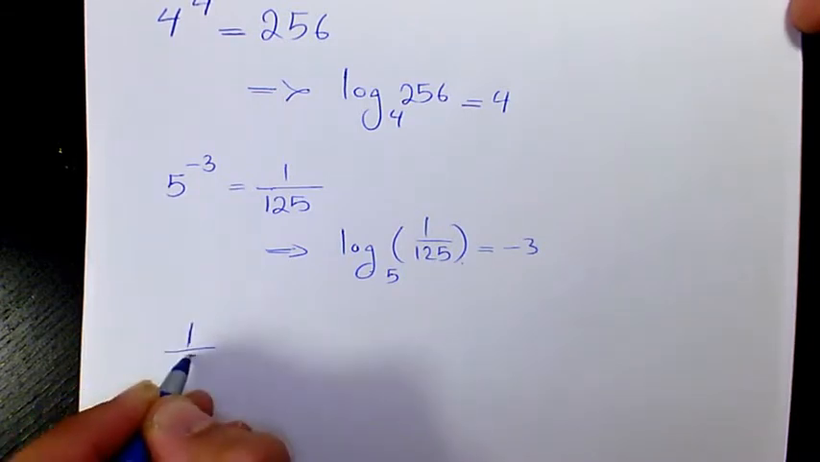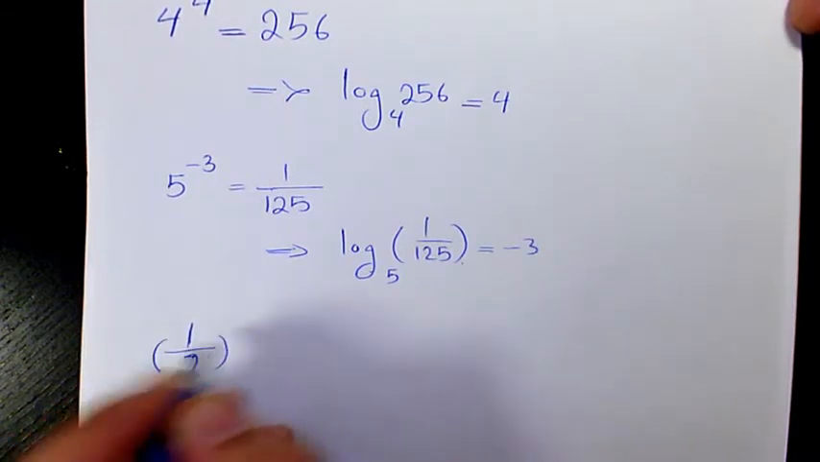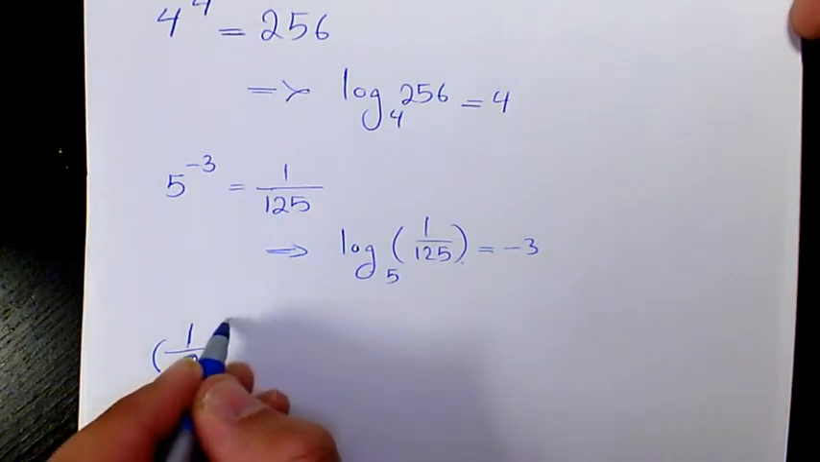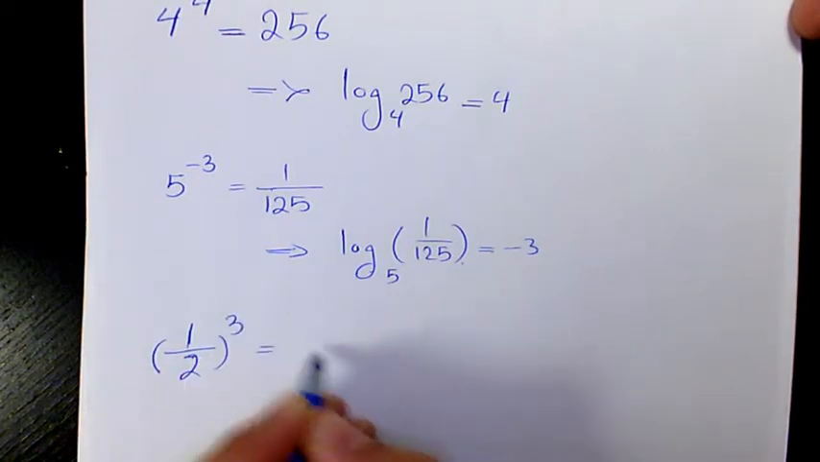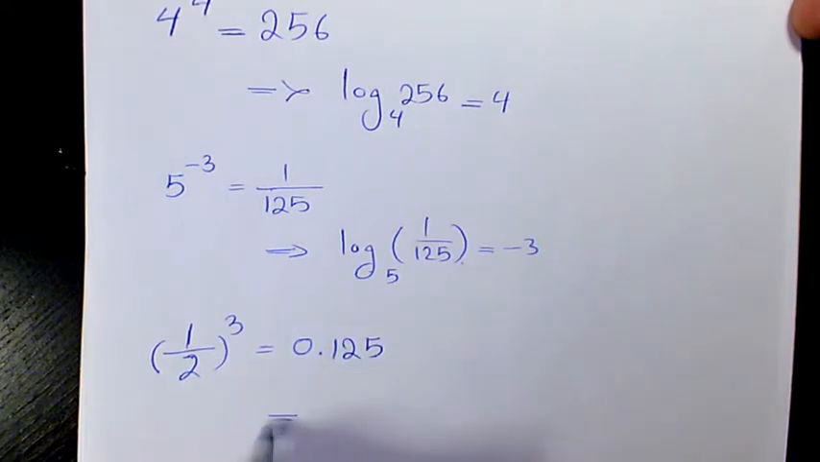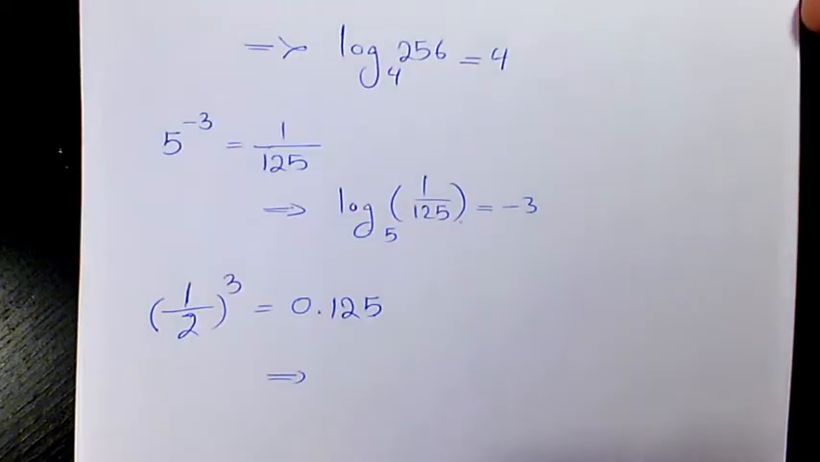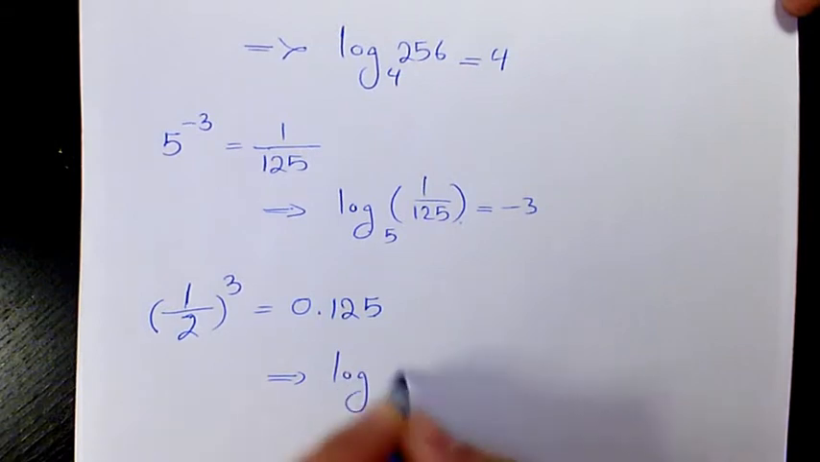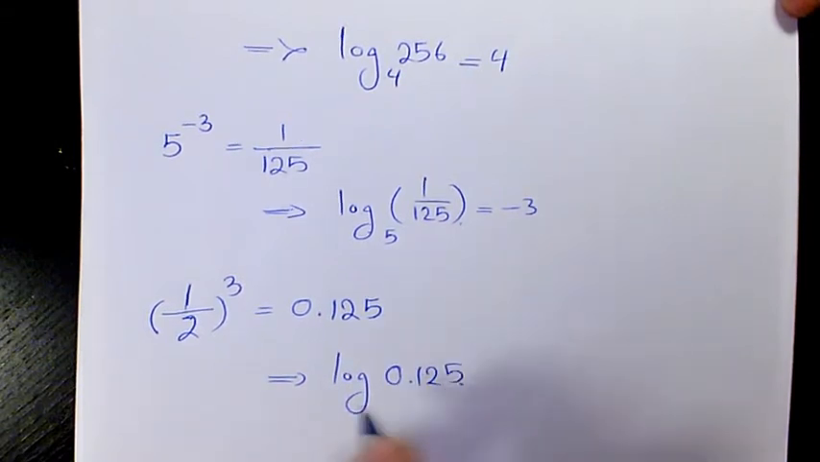One over 2 to the power of 3 is going to be 0.125. You can say that log 0.125 base 1 over 2 is going to be equal to 3.